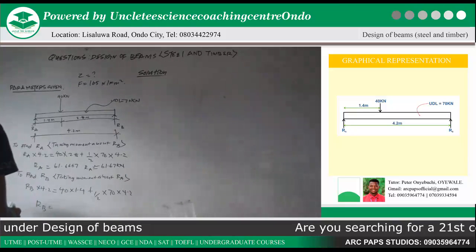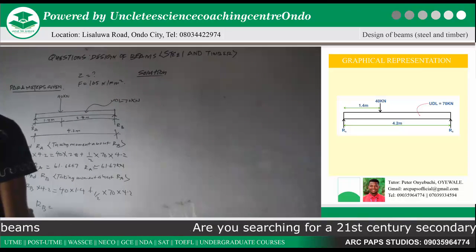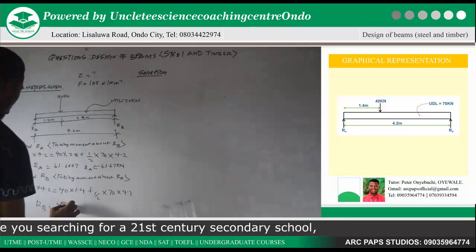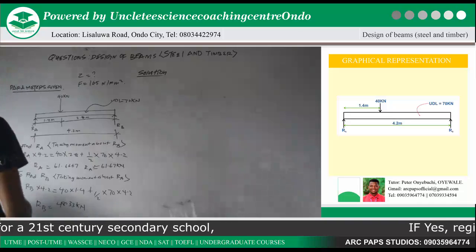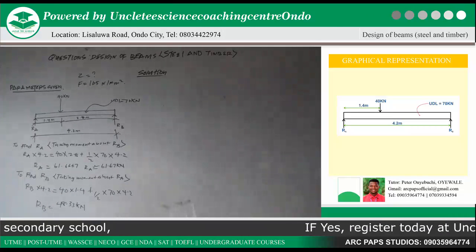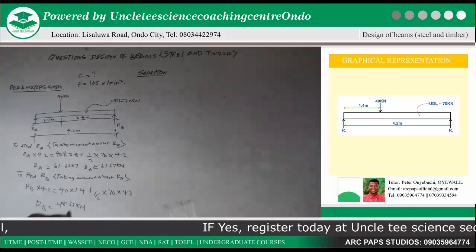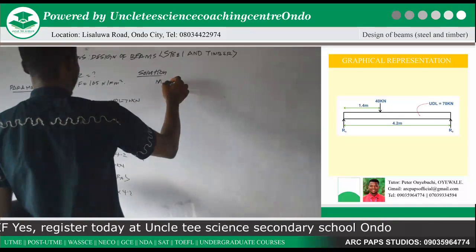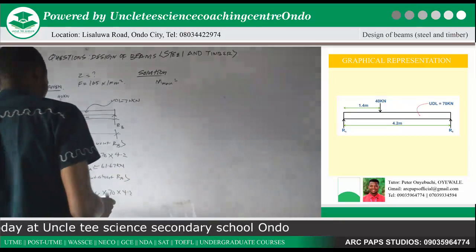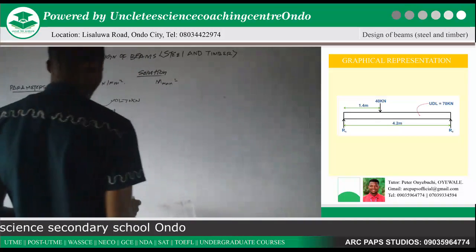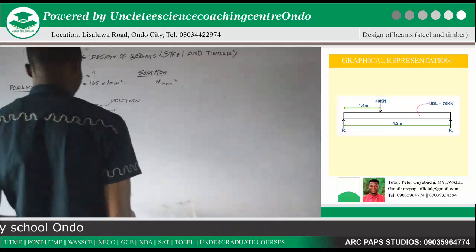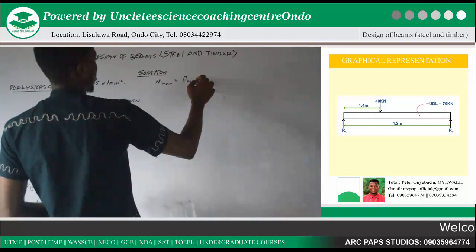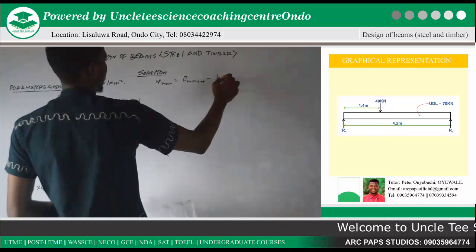So using your calculator, you're going to get your RB to be 48.33 kilonewton. You can confirm your answer using your total upward forces equal to total downward forces to confirm if your reaction is correct. For example, your total downward forces will be 40 plus 70, which will give you 110. If you also add your RA plus RB, it should also give you 110 kilonewton. That's the way to confirm if your reactions are correct.